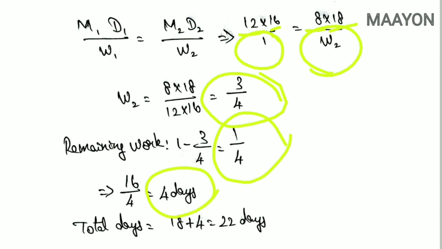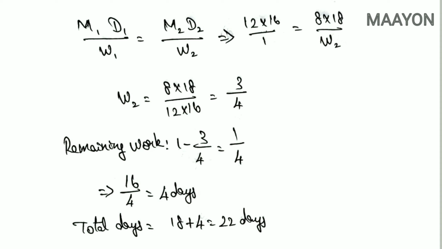That is, when 12 women can complete a whole work in 16 days, then they will complete 1 by 4th of a work in 16 into 1 by 4, that is 4 days. Now the total days 18 plus 4, 22 days. This is the final answer. Now let's see the trick method.